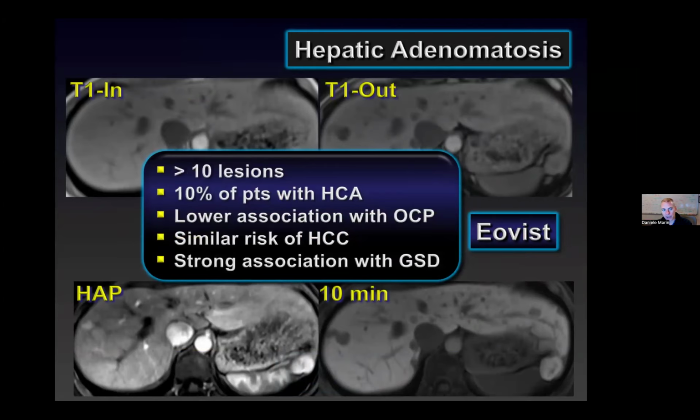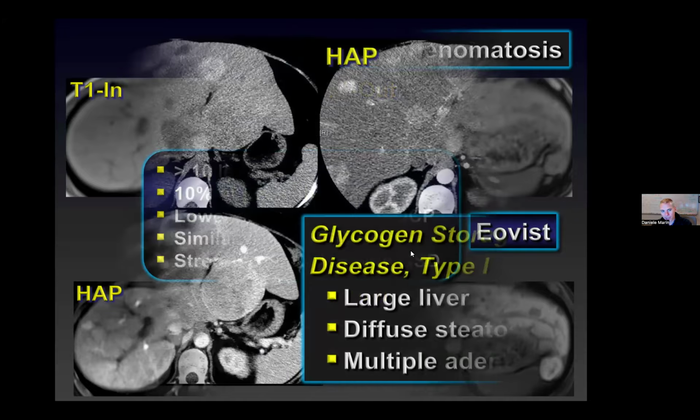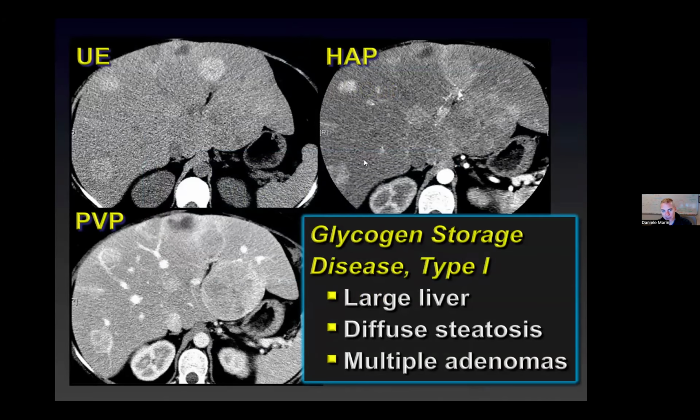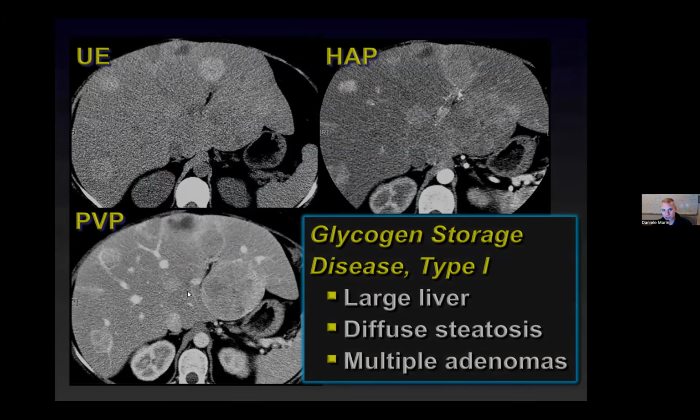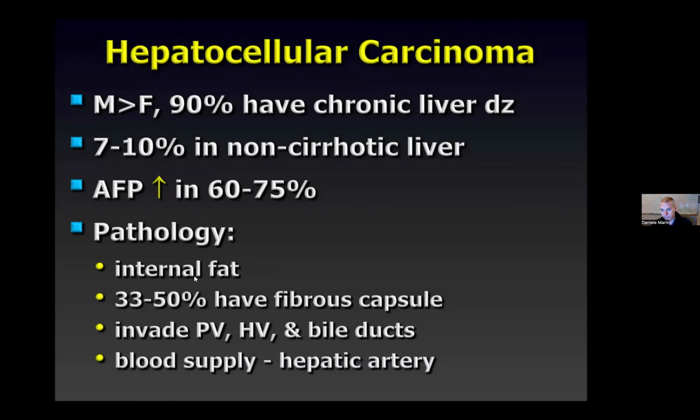Again, when lesions are more than 10, we call this hepatic adenomatosis. Generally, these are very rare conditions associated with glycogen storage disease. And again, we don't see that often. This is an example of a hepatic adenomatosis in a patient with glycogen storage disease type 1, enlarged liver parenchyma, multiple hypervascular lesions that were consistent with hepatic adenomas.